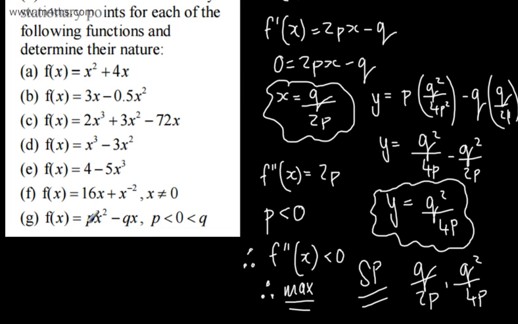Alternatively, if you just consider that this is a quadratic with p here, and p is less than 0, the parabola would open downwards. So, for example, if p was equal to -3, we could see -3x squared and then any value for q. That's what we would end up with. So it's a maximum. So lots of different approaches with that.